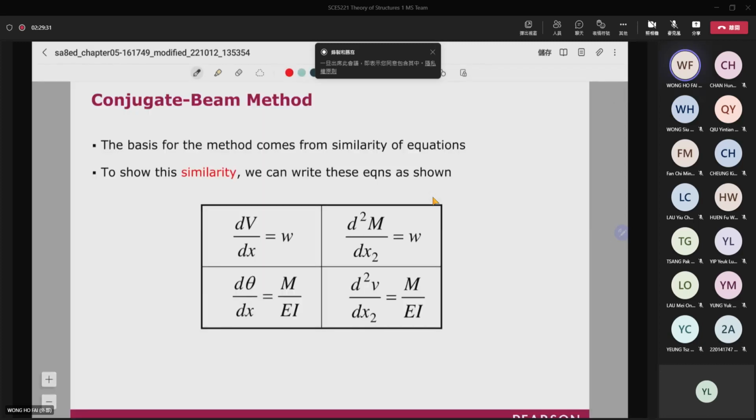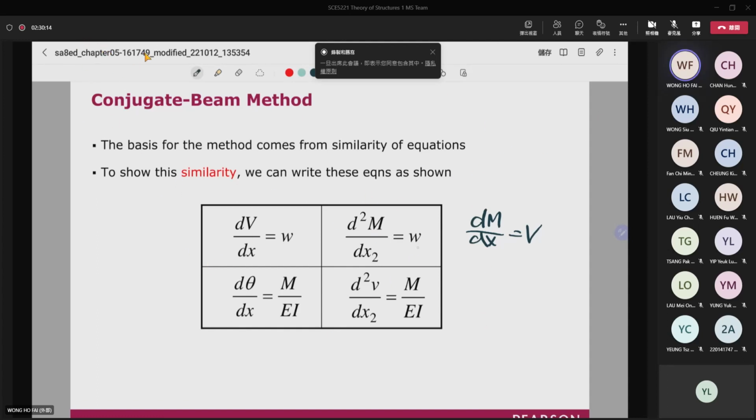Okay, then we can continue with the new method. Now you can see that we have the relationship like this. Now I think you know the relationship between the distributed load and the shear. dV is equal to the distributed load W, right? Then we know that d squared M dx squared is equal to W, because we know that dM/dx is actually equal to the shear. So you can see that we have dV/dx is equal to W, and then d squared M dx squared is equal to W as well.